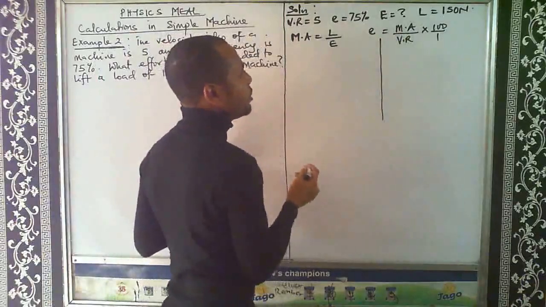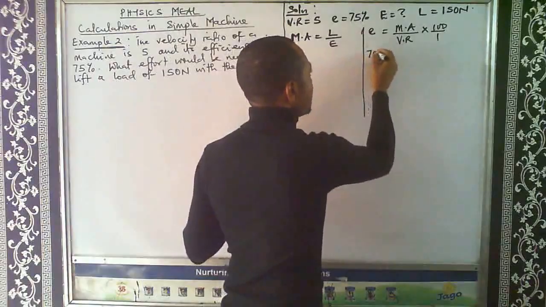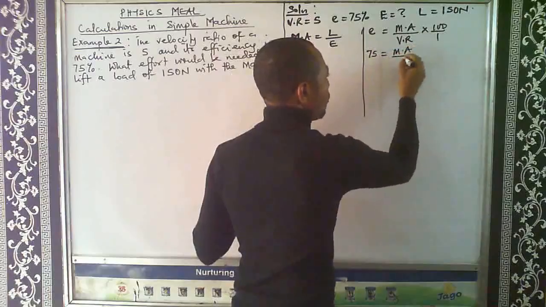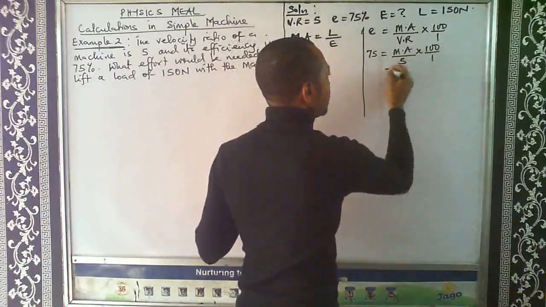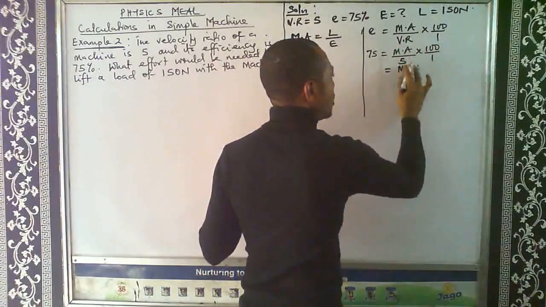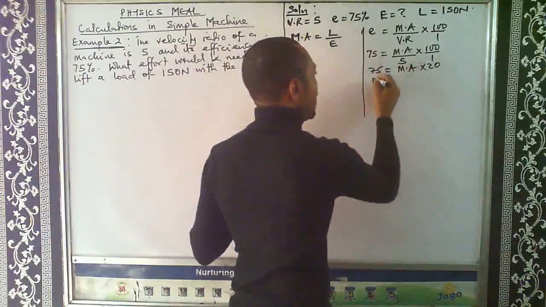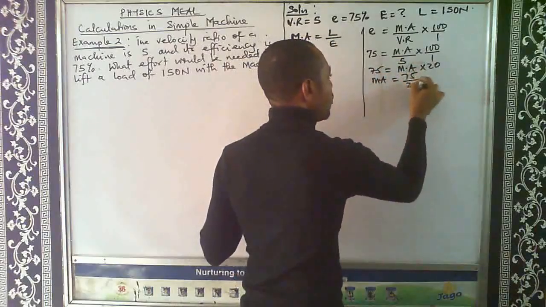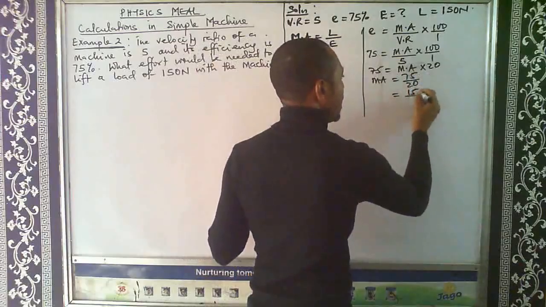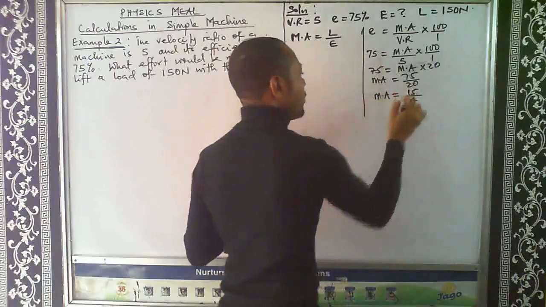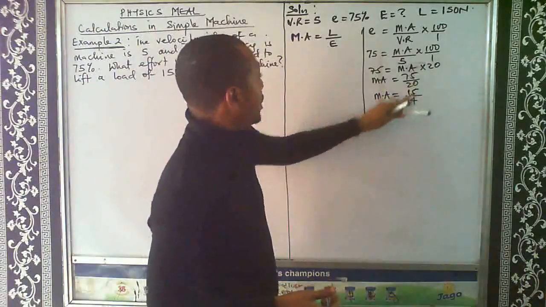So if I'm using this now to find my mechanical advantage, what's my efficiency? Efficiency is 75, equals MA over what? Over 5, the velocity ratio, times 100 over 1. I know 5 can divide this. We are left with what? MA times 20, equals 75. That means MA will give me 75 over 20. Right? So if 5 divides this, we are going to have 15. And when 5 divides this, we have what? 4. So mechanical advantage is 15 over 4.